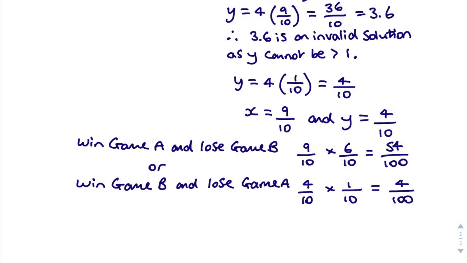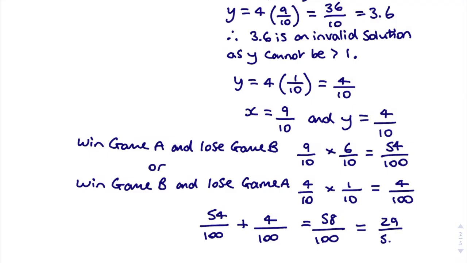Now, because we've got this first condition or this second condition, we can add the probabilities together. So we can say 54 over 100 add 4 over 100, which is 58 over 100, which simplifies down to 29 over 50.